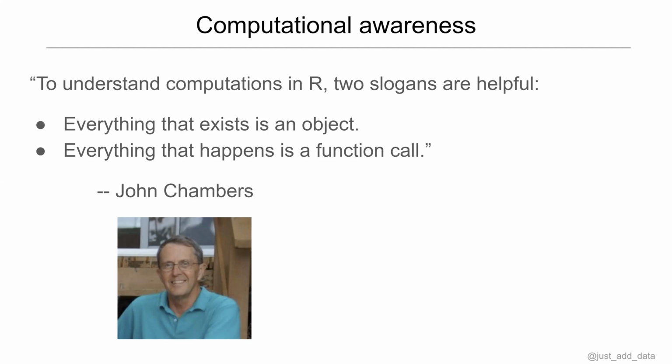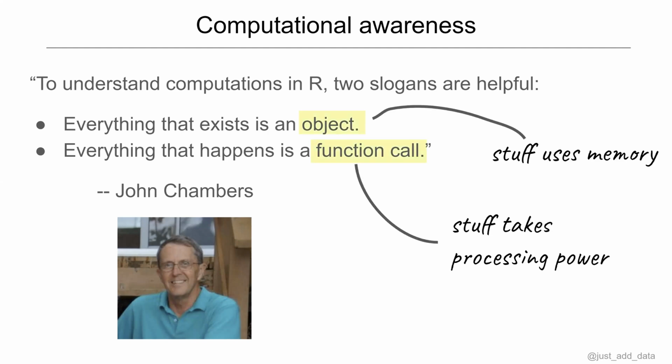If you've been around R for even a short while, you may have heard this quotation from John Chambers a long time ago. He said, to understand computations in R, two slogans are helpful. Everything that exists is an object, and everything that happens is a function call. So why do we care about this? Well, objects are things that use memory, and functions are things that use processing power, both of which affect the performance of our code. So when we talk about writing more efficient code, we generally start by addressing the second slogan first, and that means writing better functions, functions that are fast. Of course, memory is an issue too, and we'll talk about that in a bit.